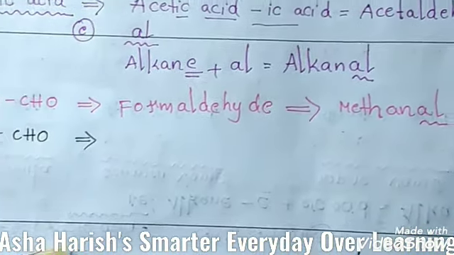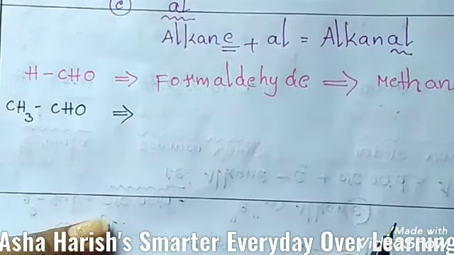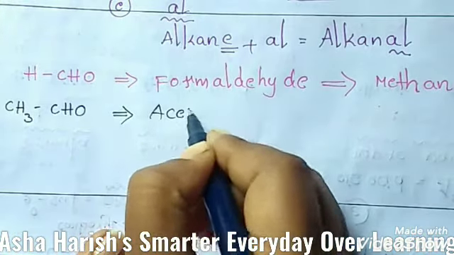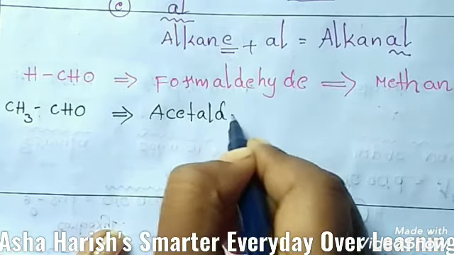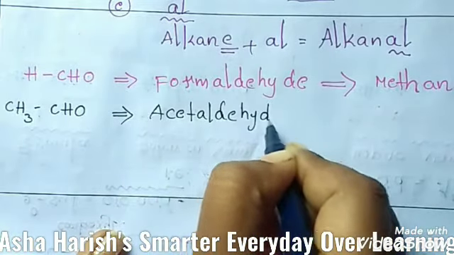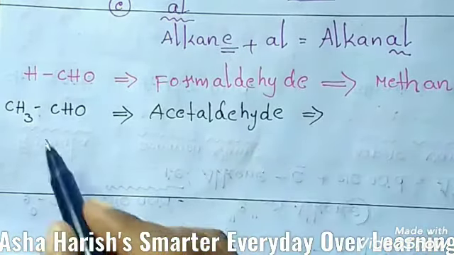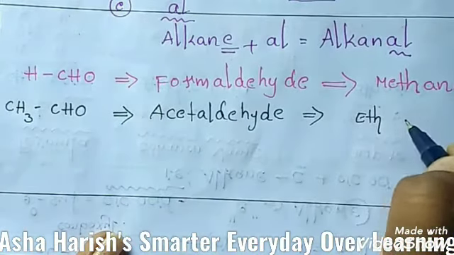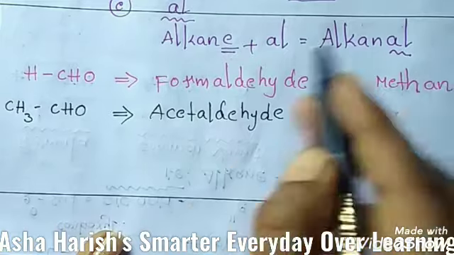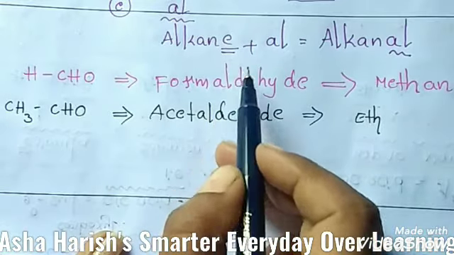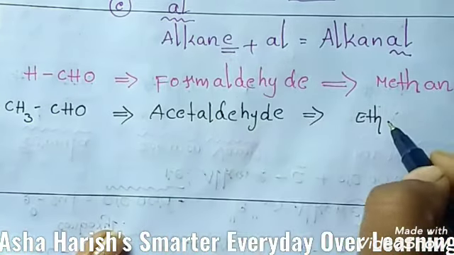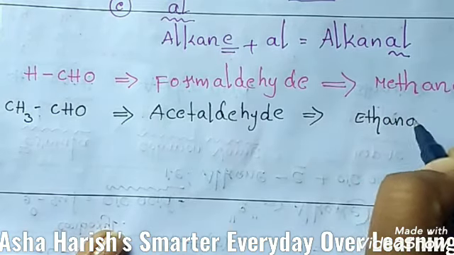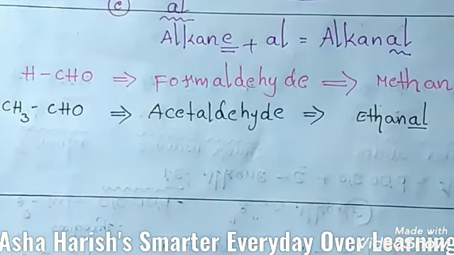And the second example I have written here, CH3CHO. The common name of this compound is acetaldehyde. And for the IUPAC name, 2 carbons are located here, so obviously the root word is eth, and you should remove e from ethane and add al to that. Finally, students, what you get here is ethanal, right?